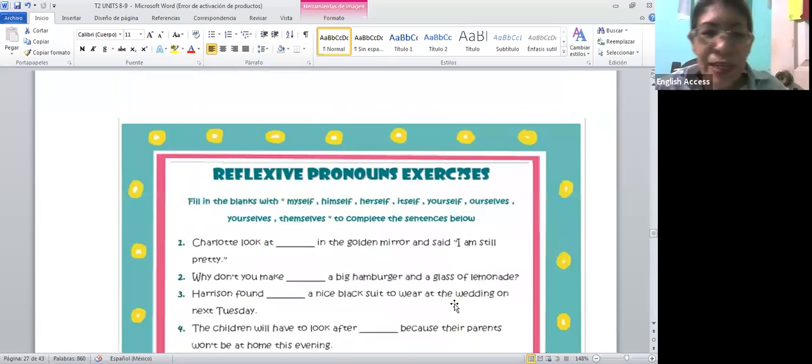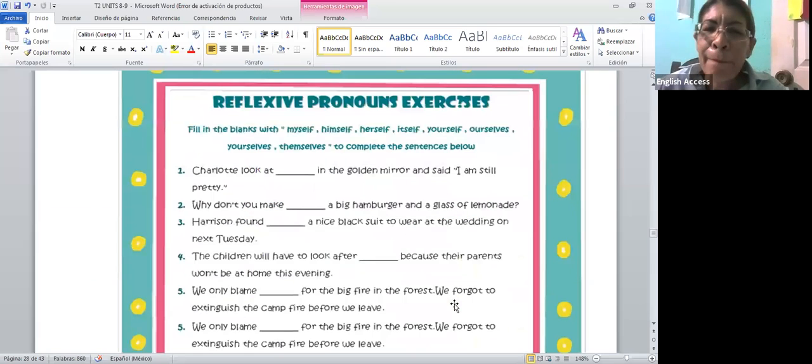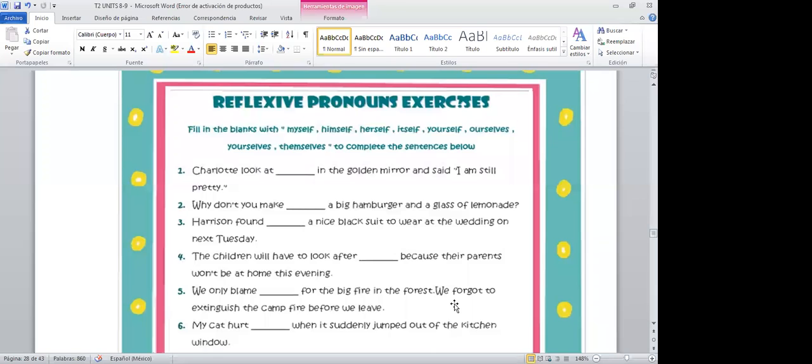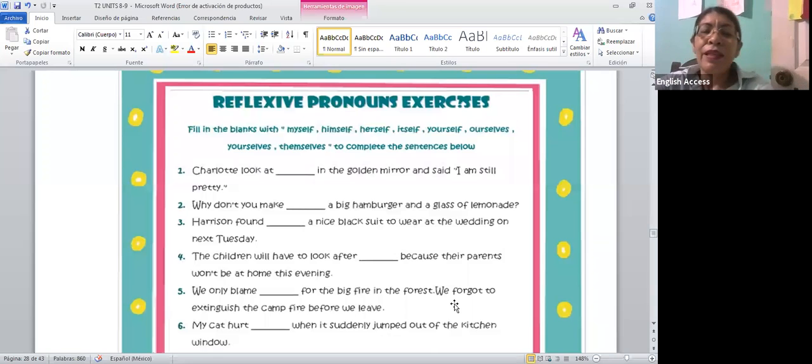So let's do something. Here we have an exercise. Pay attention. What you have to do is complete the sentences with reflexive pronouns. Remember, we have myself, himself, herself, itself, yourself. Those are singular. Ourselves, yourselves, themselves are plural. Number one, Charlotte. Well, Charlotte is a girl. Charlotte looked at herself in the golden mirror.